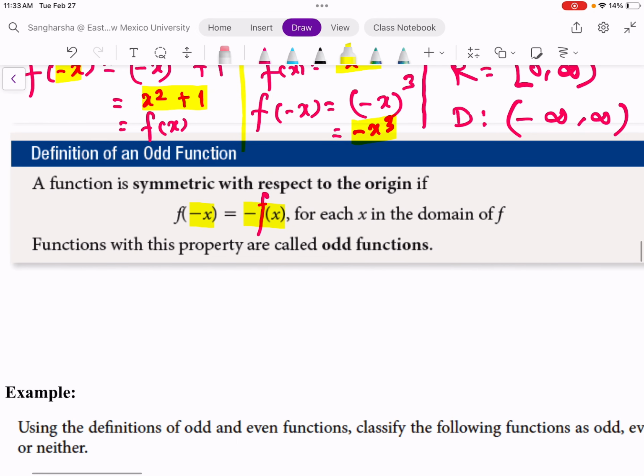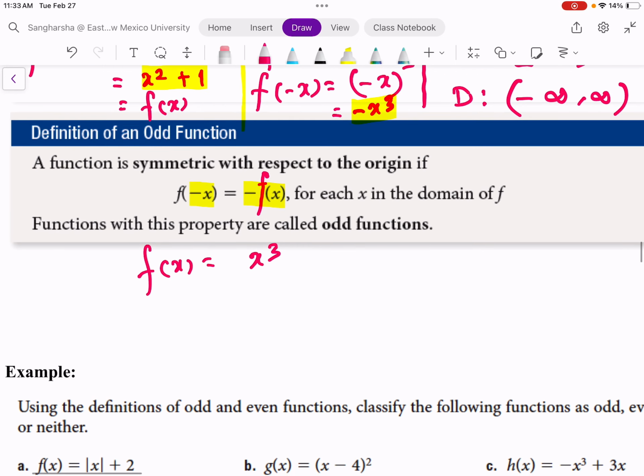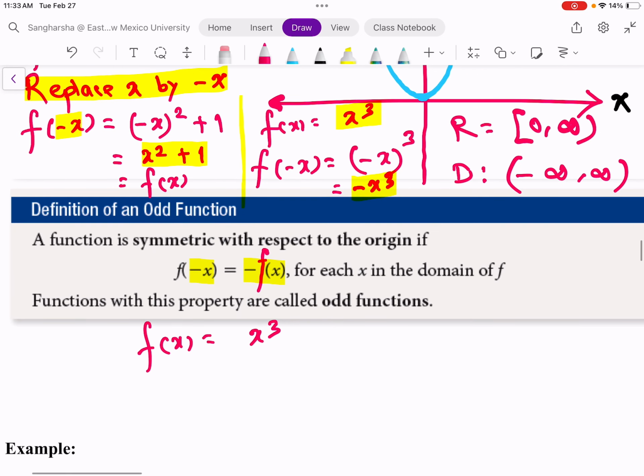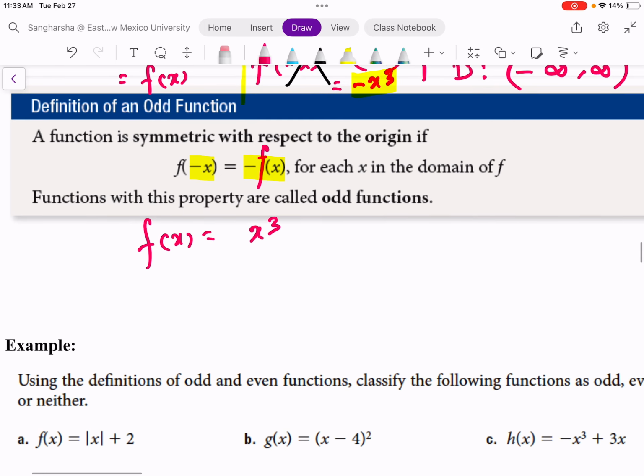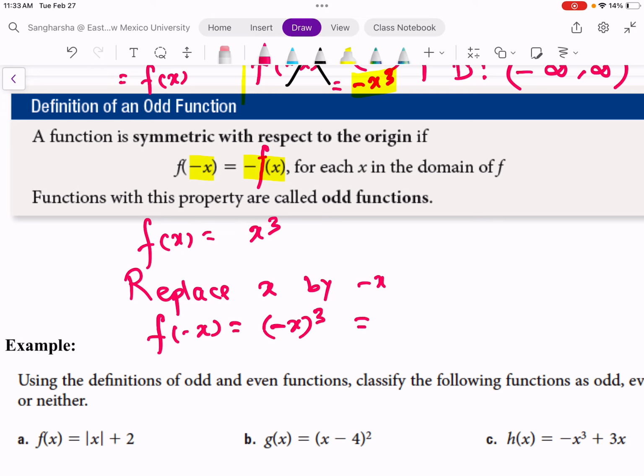Now let me give you a function. Let's consider we have a function f of x equals x cubed. So here this is not an even function. Now you replace x by negative x. Let's see what happens. We have f of negative x equals negative x cubed. And what is the cube of negative x? That is negative x cubed, right?